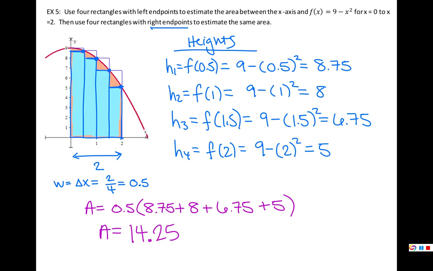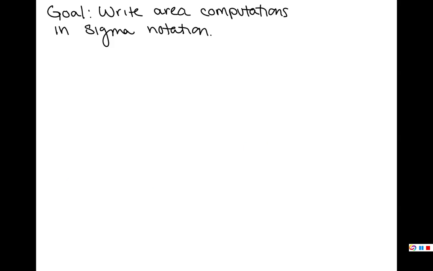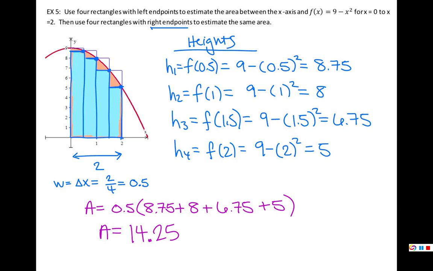Now, let's see, before we do that, one more comment here. One way that we can make these areas more accurate is if we could use more rectangles. So I only used 4 rectangles. If I used 10 rectangles, my area would be more accurate. If I could use 1,000 rectangles, it would be even better.